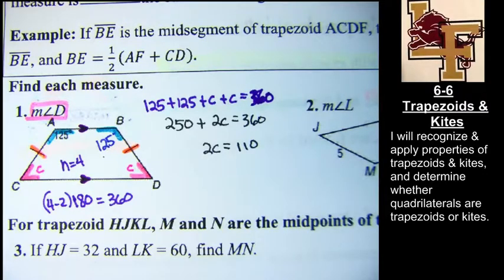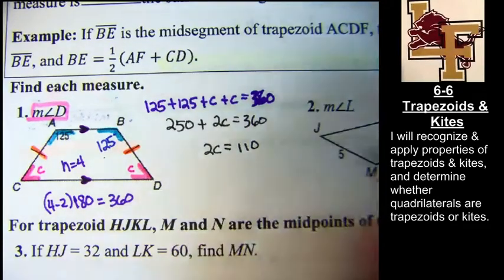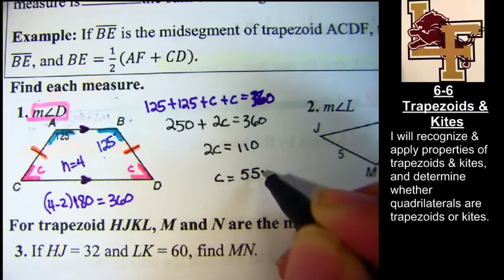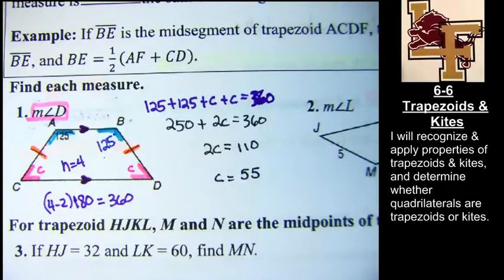Please tell me I did that subtraction right. 360 minus 250? 110? Okay, good. I did it right. Divide both sides by 2 and I get 55? I think it's 52. No, it's 55.